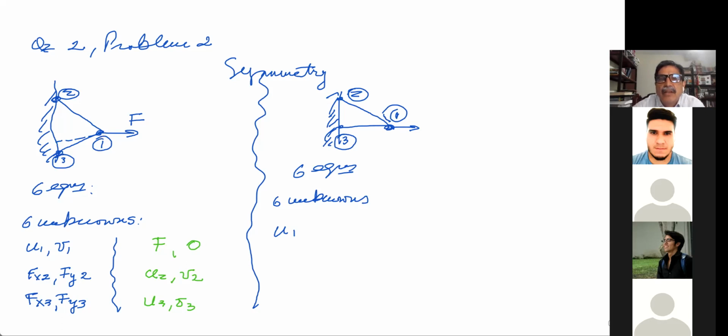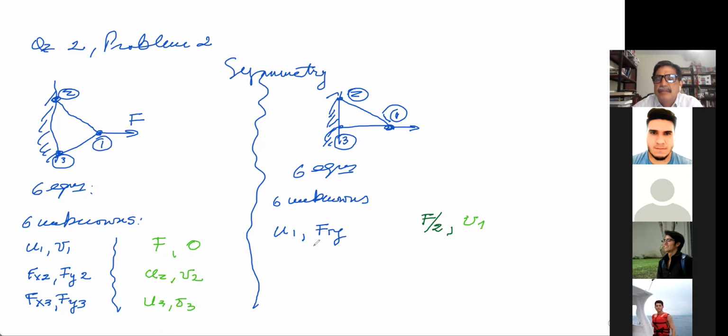What's the reason why I don't have displacement in the vertical direction? What's the reason? Mr. Nevares. Can you repeat, sorry? What is the reason why I don't have displacement in the vertical direction in joint 1? Because of symmetry, I fix it. Exactly. So this is something that I know. If I do not know this, in that case, I do not know the force. Okay, in this case, I know force.